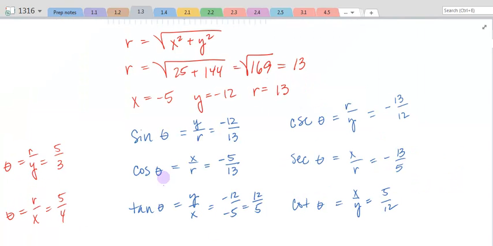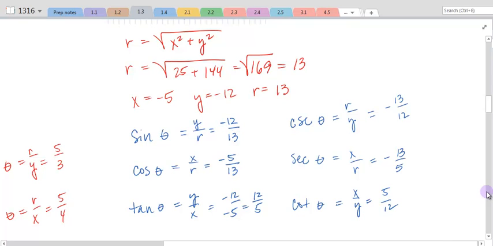Okay, so here I have listed all 6 of the trig functions based on the point (-5, -12). For sine theta, we have -12/13. Cosine theta is -5/13. Tangent theta would be -12 over -5, which ends up being 12/5. And you can see the remaining 3 trig functions are just the reciprocals of what we already got. Okay, so that's practice finding it when it passes through a point.